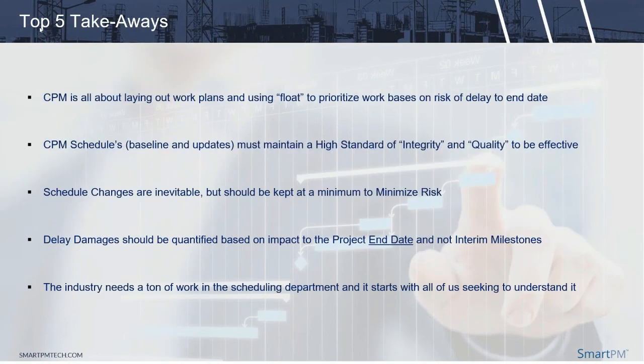Last but not least, if you guys walk out of this meeting with these five things in mind, I think I would have done my job. Number one, CPM scheduling is really an algorithm that allows you to list out work activities, give them relationships, and it calculates a plan. And it uses a term called float to prioritize that. Float is essentially a gauge of risk of delay to the end date by that activity if not met.